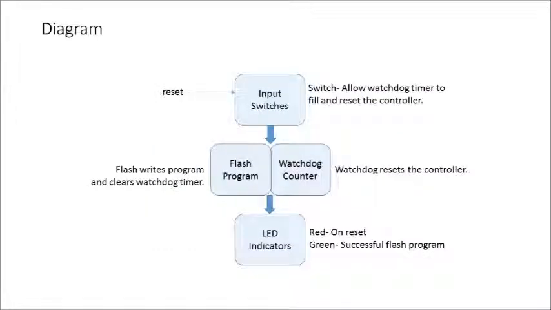The level 1 diagram explicitly shows what the switch is doing, which is allowing the watchdog timer to fill and reset the controller. Also, the flash writes the program and clears the watchdog timer every second. The watchdog timer resets the controller. Now we'll see the next thing.